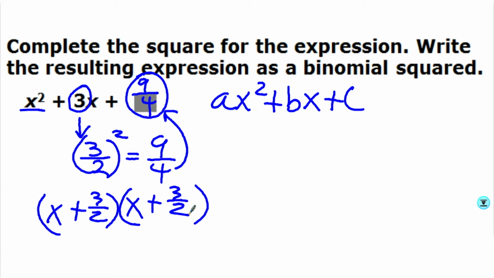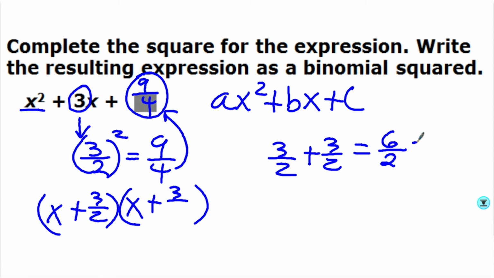Now you're probably sitting there saying, well, does that actually equal 3? Well, let's add them together and let's see if they do. So I take 3/2 plus 3/2. Remember, when I'm adding fractions, I have to have a common denominator, which I do. So I add the numerators, so I have 3 plus 3, which gives me 6/2. And if I reduce that fraction, 6 divided by 2 gives me 3.